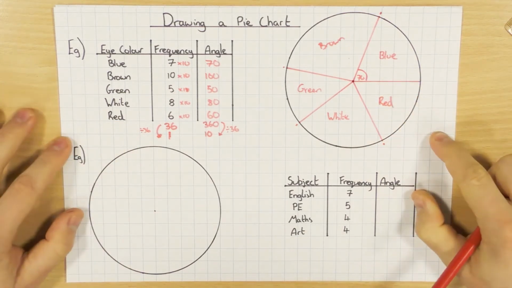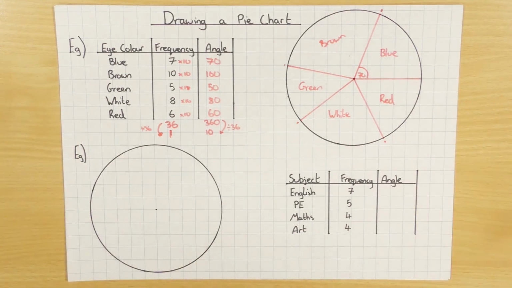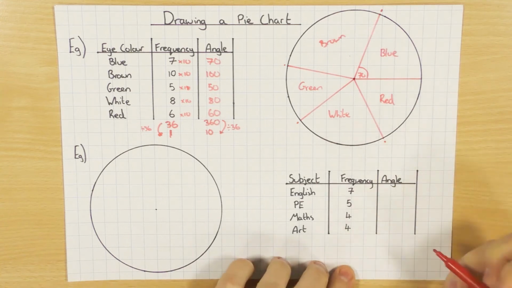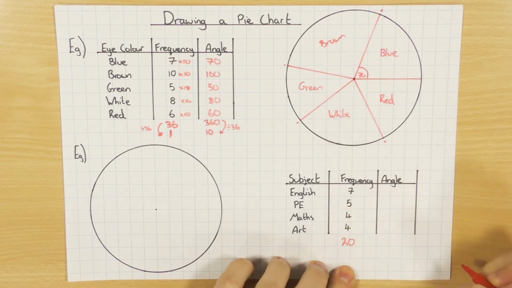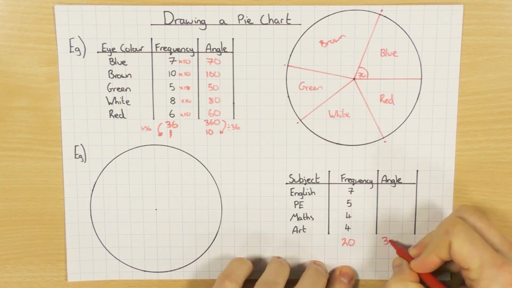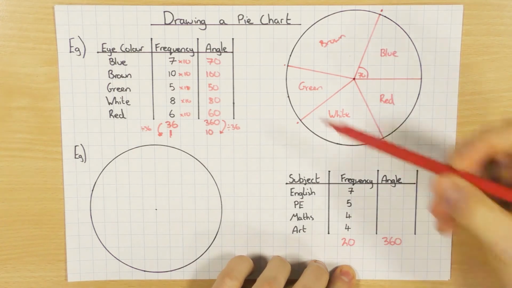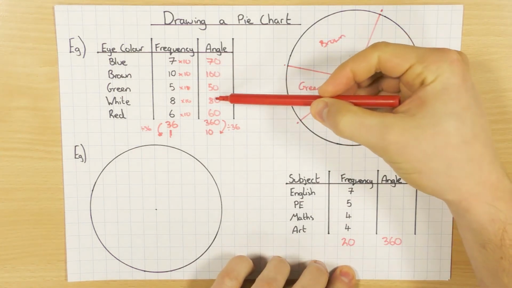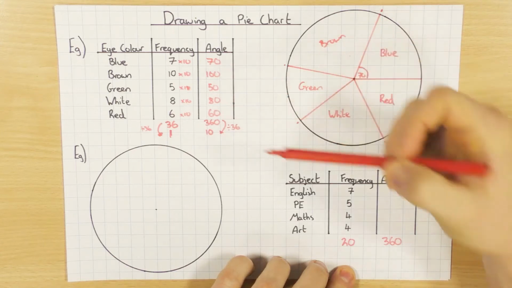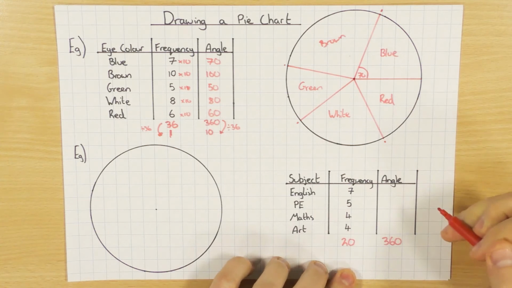Okay, so that's how you draw a pie chart, guys. So let's have a go at this one here. So again, the same steps. You've got the frequency. First thing to do is add them up to get the total, which in this case is 20. And as always, the angle in a pie chart, or angles in a pie chart, will always add up to 360. I should say, guys, that's another check that you can do. 70 plus 100 plus 50 plus 80 plus 60, add them all up, it should equal 360. If they don't, you've made a mistake somewhere, so you can use that as a check as well.